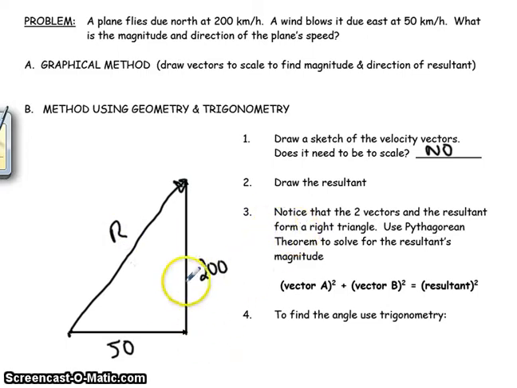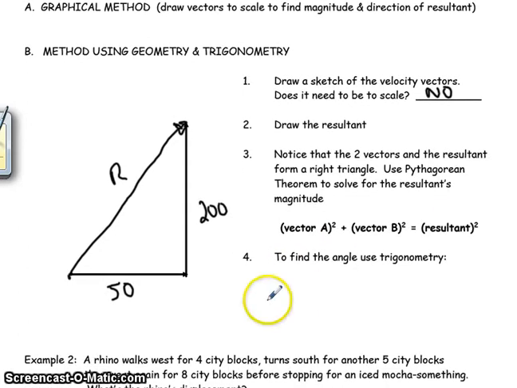Many of you have noticed already that I can find the value of R because we have a right triangle, and R is the hypotenuse of the triangle. So we can find the magnitude of R by applying the Pythagorean theorem. The vector A squared plus the vector B squared equals the resultant squared. And then the next part we have to do is trigonometry. So let's do the work down at the bottom here. I trust you know how to do the Pythagorean theorem, but let's work it out anyway.